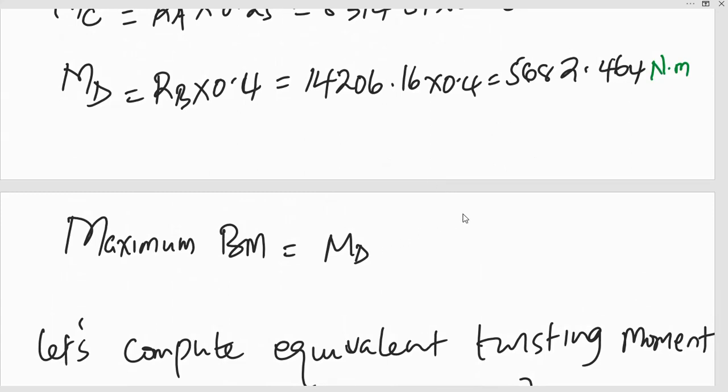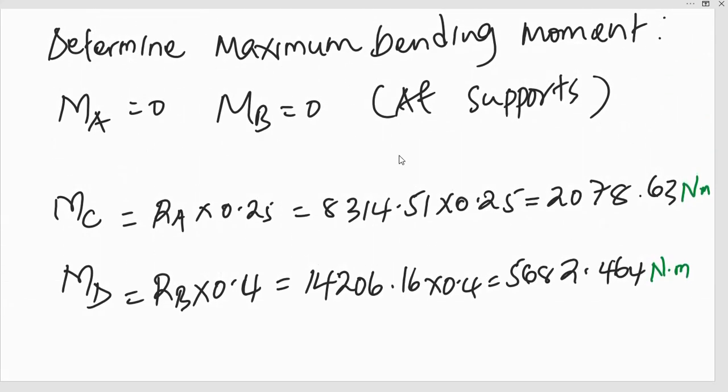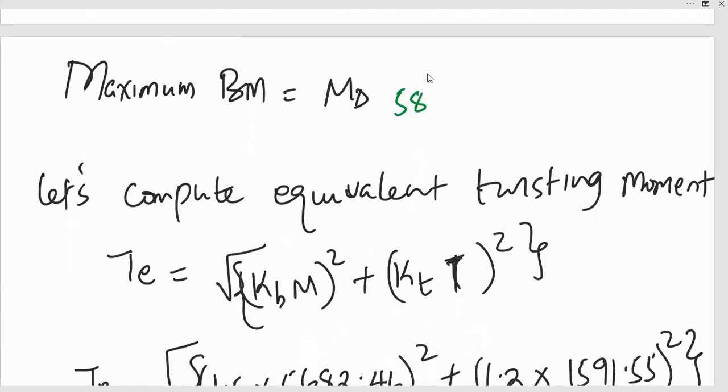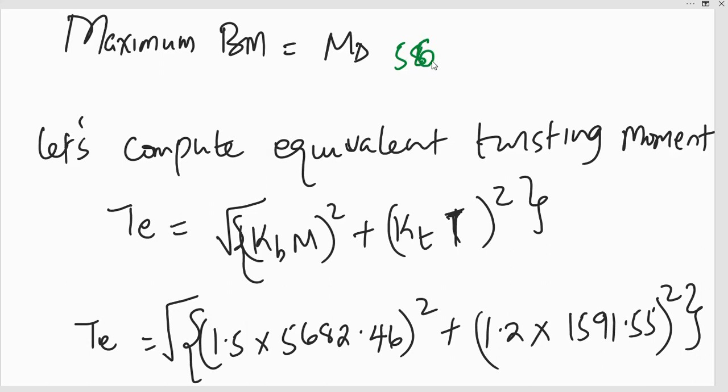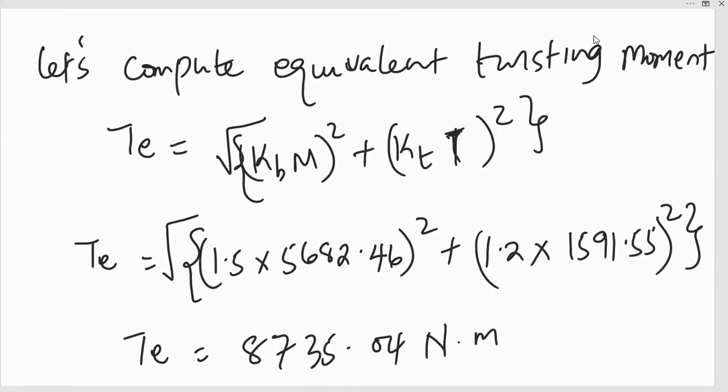Then the bending moment at D is the maximum bending moment. I'm going to compare the four. Here they are 0, then I look at this, I look at this. So the biggest value is 5682.46. So 5682.46 newton meters is going to be the maximum bending moment.